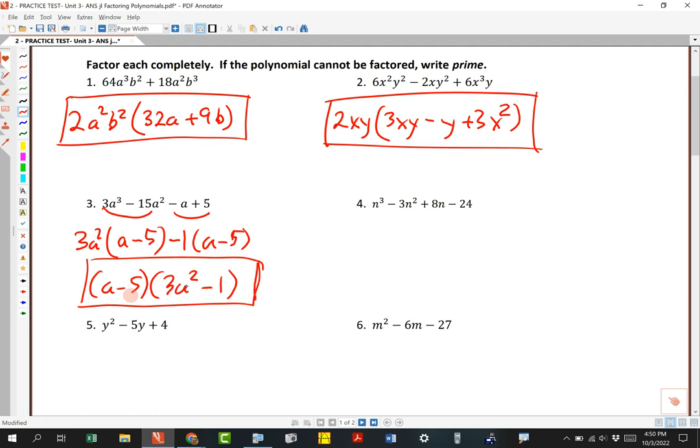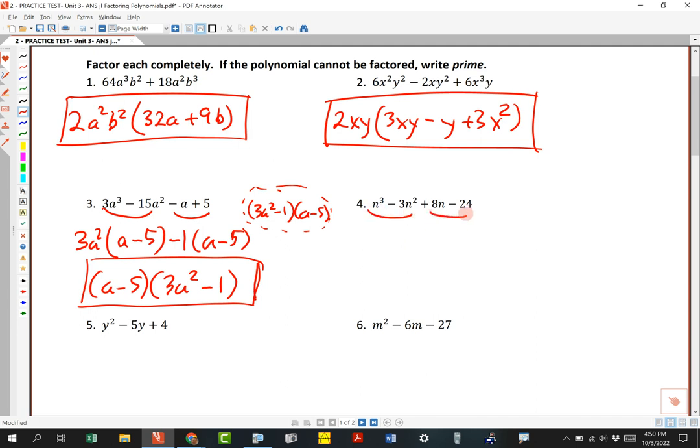Again, you can always write these in an opposite order. You could write this as 3a squared minus 1 and then a minus 5. That would be okay too. Nothing wrong with writing the answer like that, as long as the right sign goes with the right term and stuff like that. On this one right here, we've got 4 terms.